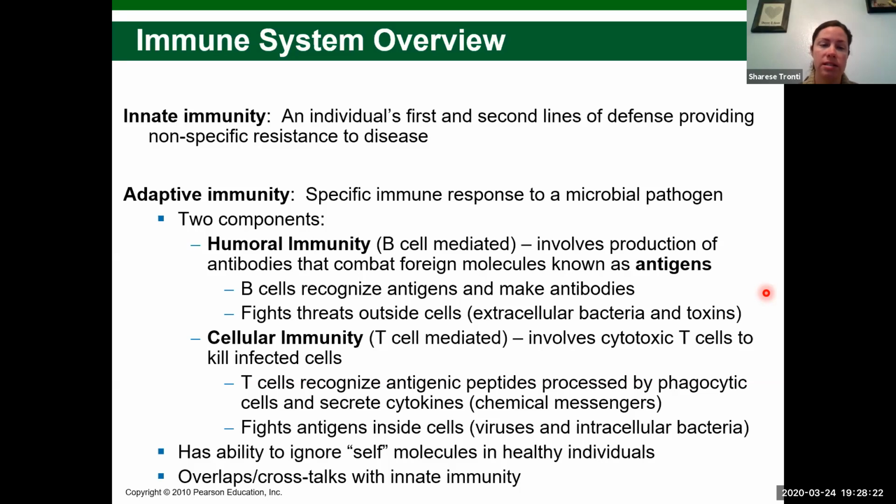The other component is cellular immunity. This is mediated by T cells, and T cells work to kill infected cells. So this is going to affect cells that are already infected, meaning pathogens that are inside of the cells. This requires the T cells to be able to recognize cells that are infected versus cells that are healthy. And then the two parts are connected. The innate immunity that we talked about before, as well as adaptive immunity, have to work together in order to provide immunity.